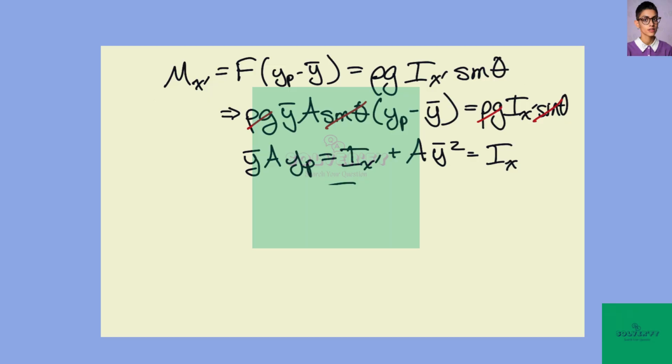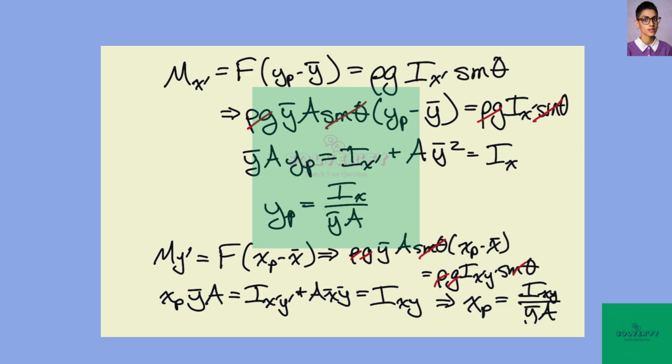So this just becomes what was given: the center of pressure in the y direction is the area moment about the x-axis at the surface of the water, divided by the y position of the centroid, or the distance down the slope to the centroid, times the area of that surface. We can do the exact same thing for the other moment.